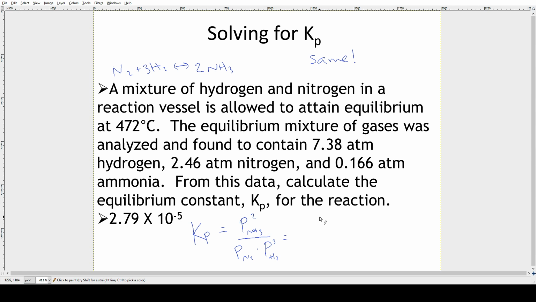So let's see here, NH3, where's NH3? Here it is, ammonia. And they're in atmospheres, which is good because they need to be in atmospheres for this process. So unit conversions could come back to haunt you. Make sure you know them. 1 point, okay, that's squared over N2, which is 2.46 squared, and H2, which is 7.38 cubed. And that should be this.